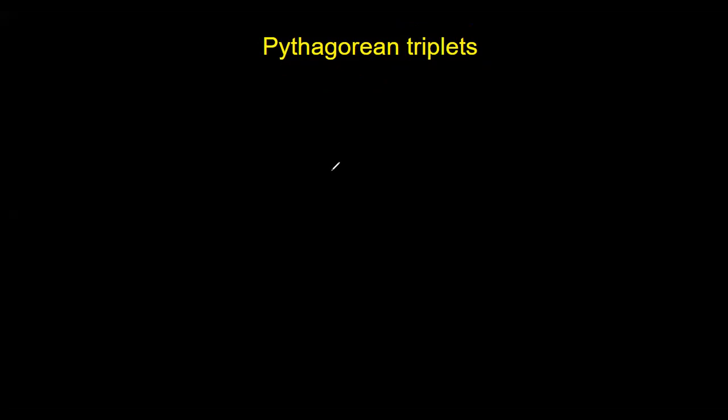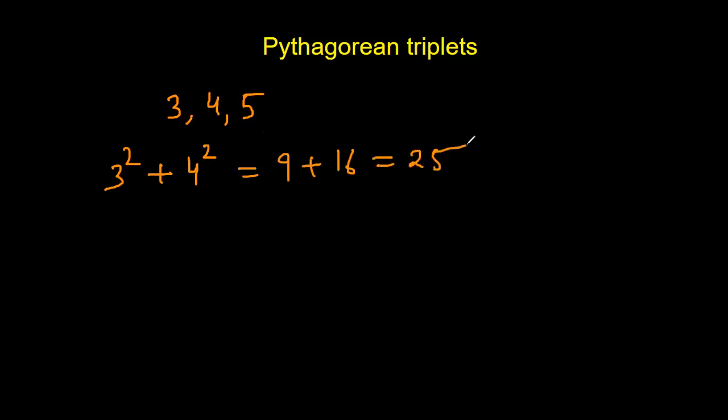Since we are talking in the mathematical sense, we'll take three numbers. Let us take three numbers, say 3, 4, and 5. Okay, so what do we observe here? If we square 3 and we square 4, and add them, we get 9 plus 16. And 9 plus 16 is how much? 25. Which is the same as 5 square.